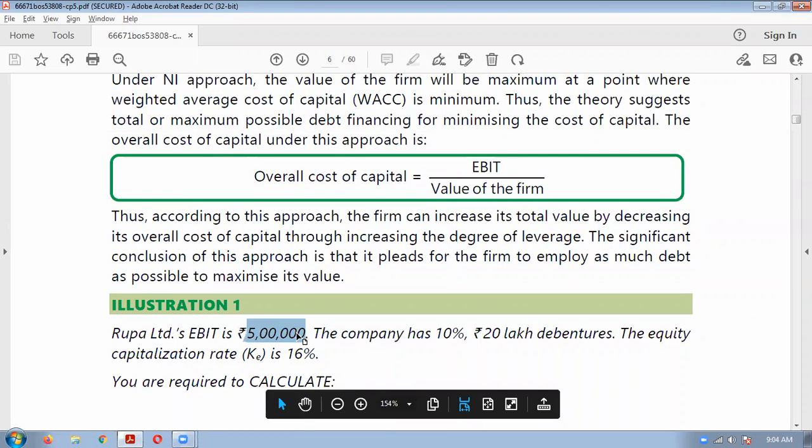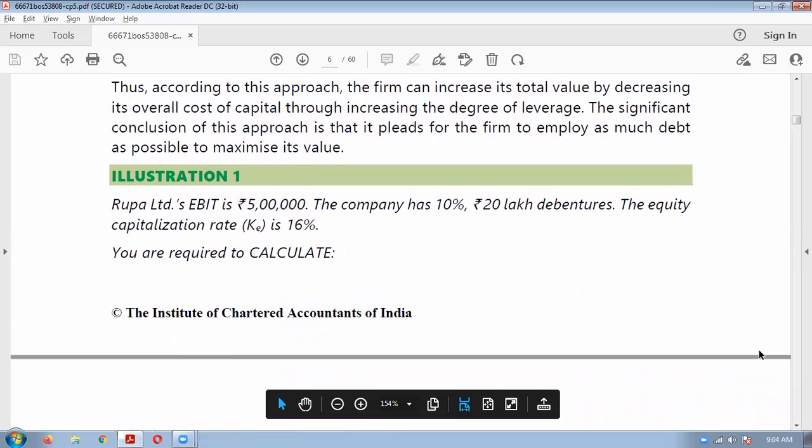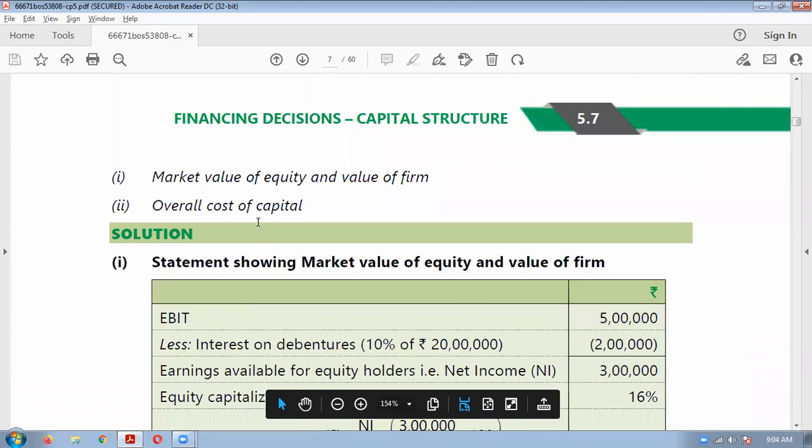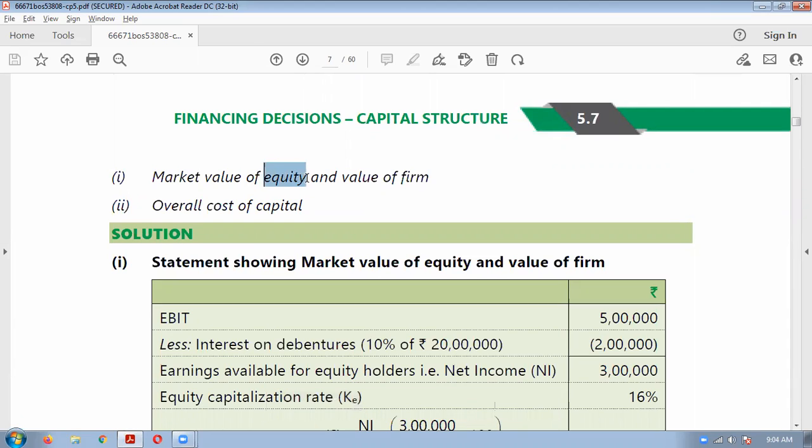EBIT is given, and the company has a debt capital of 10%, 20 lakh debentures. Equity capitalization rate is given as 16%. We have to calculate two things. First, the market value of the equity. What is the value of equity? After that we have to calculate the value of the firm, and we have to calculate the overall cost of capital also. So how will we calculate?